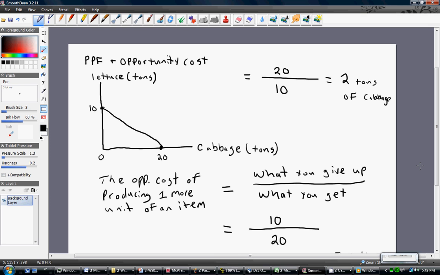So once again here, the opportunity cost of producing one more unit or one more ton of lettuce is what you give up divided by what you get, or 20 divided by 10, or 2 tons of cabbage.